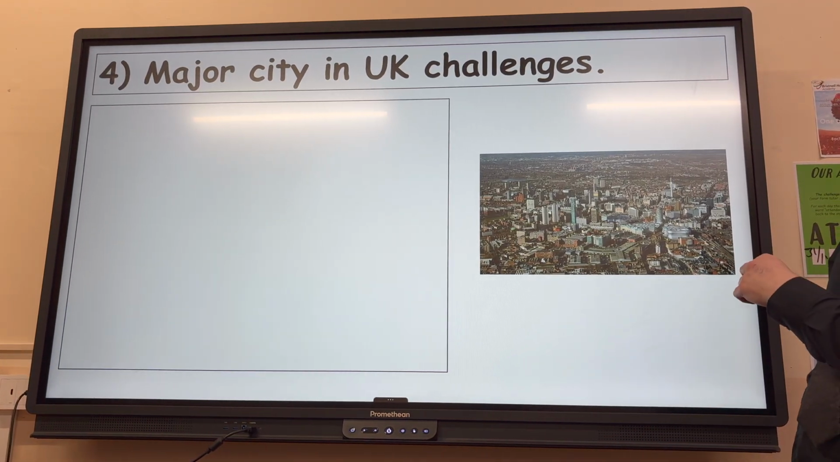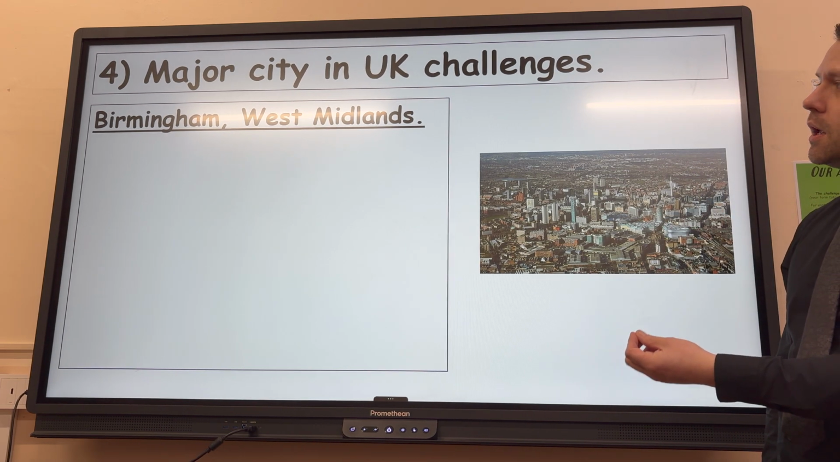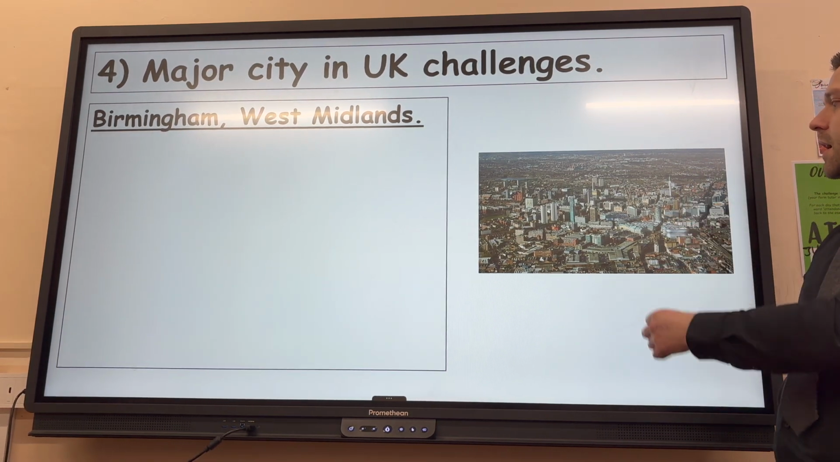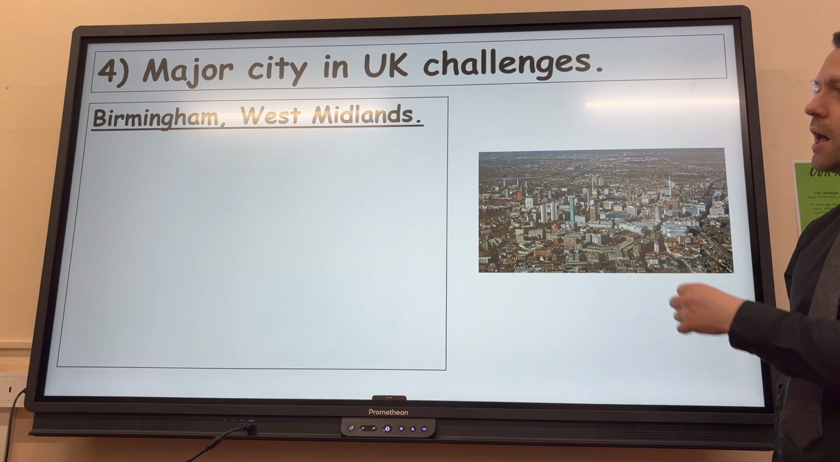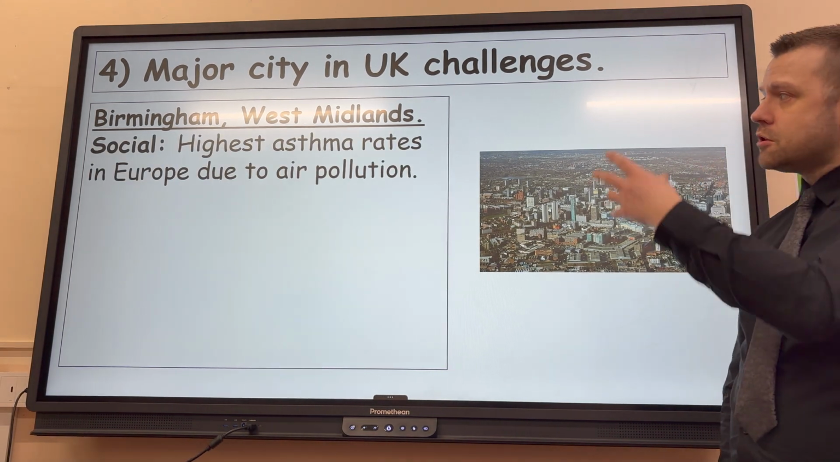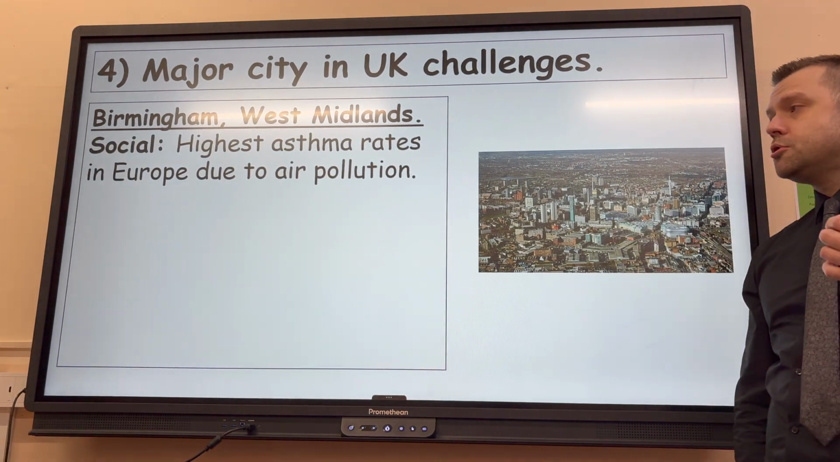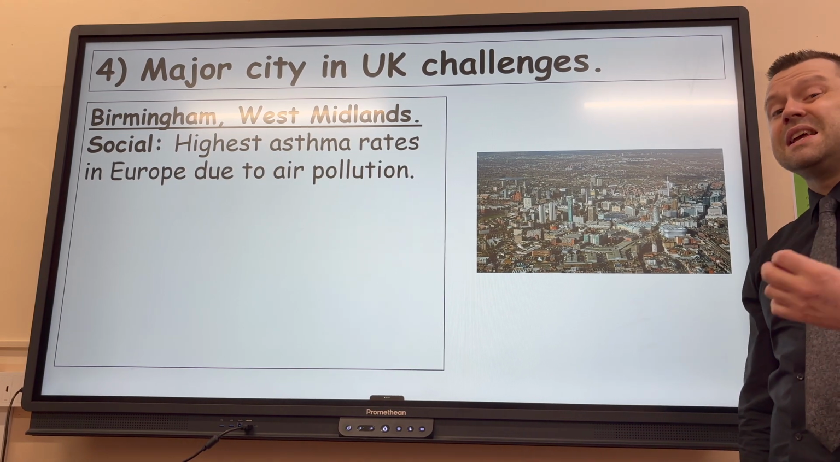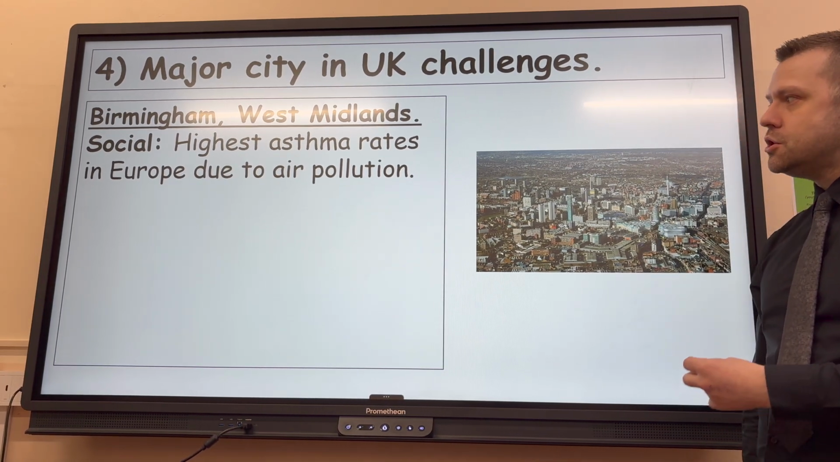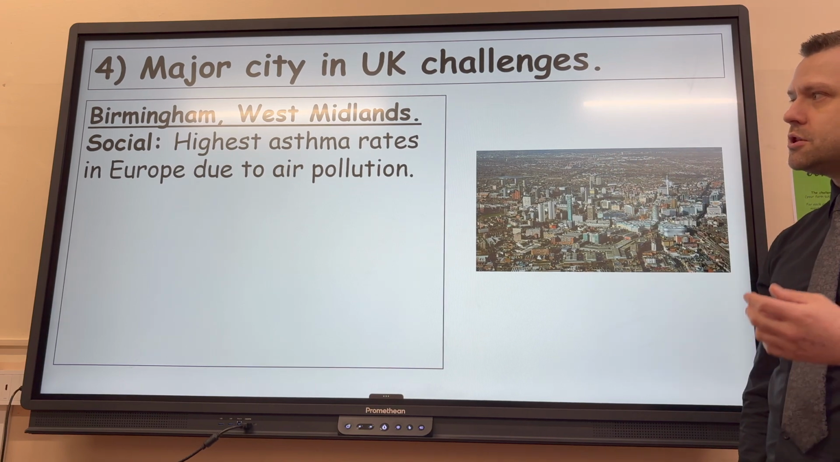Right, major city in the UK. We're looking at Birmingham in the West Midlands, and in this one we're going to be looking at the challenges. So social: it's got some of the highest asthma rates in Europe due to air pollution, and this can be linked to the chronic traffic congestion on the 4 surrounding motorways such as the M6.